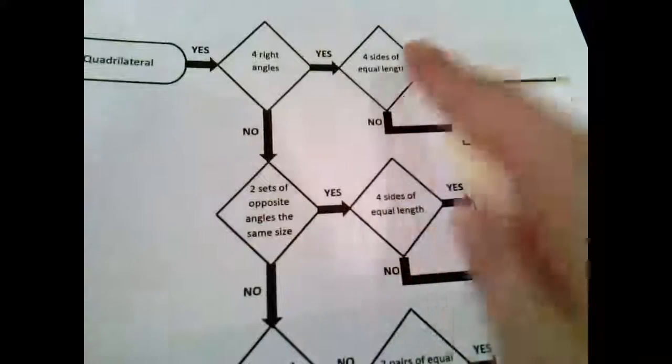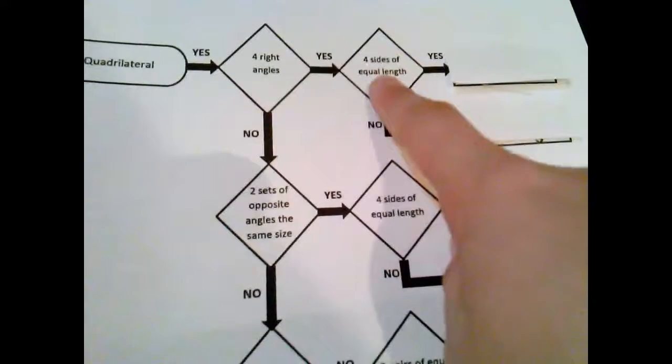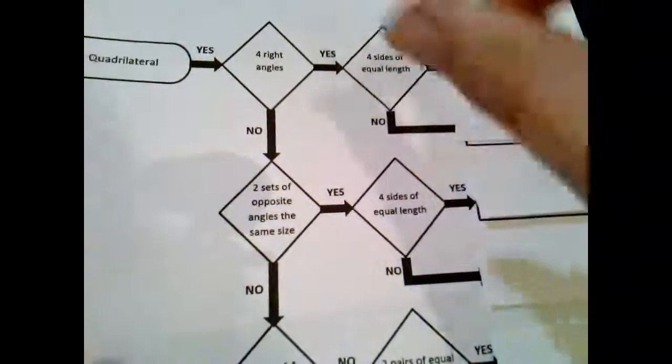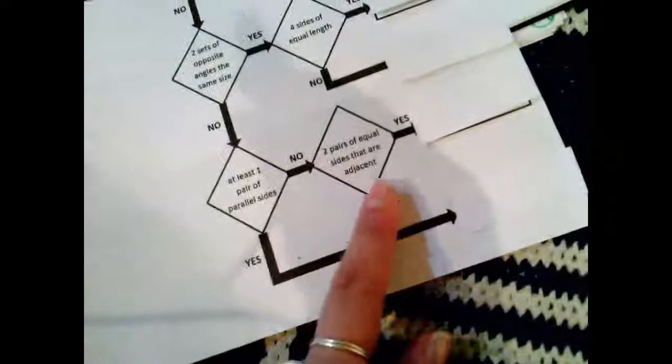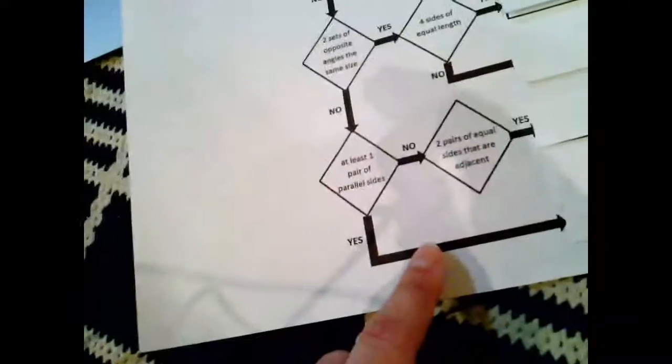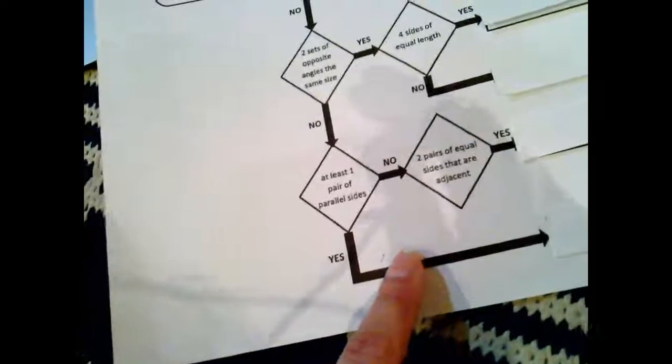I hope that was helpful going through this chart. So basically, this is the chart that tells you that last attribute that is most important for that shape, that it must have in order to be considered that shape. Like for the kite, it has to have 2 pairs of sides that are equal and adjacent. For a trapezoid, it just has to have at least 1 pair of parallel sides, which can be a lot of different shapes.